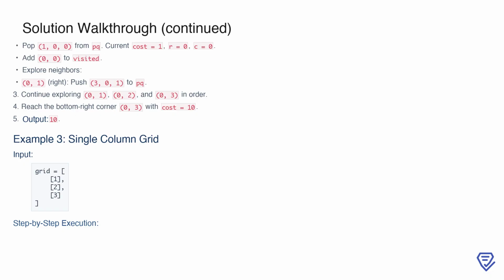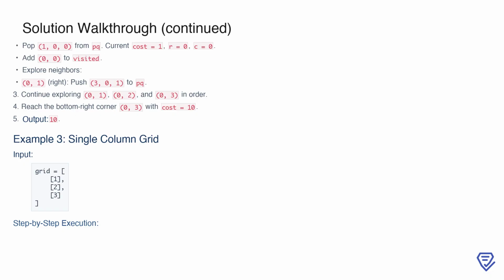This process repeats, moving right to 0, 2, and then 0, 3, updating the total cost at each step. The algorithm terminates upon reaching the bottom right corner, 0, 3, with a final cost of 10. This output demonstrates how the algorithm handles grids where movement is restricted to a single direction, in this case, horizontal.